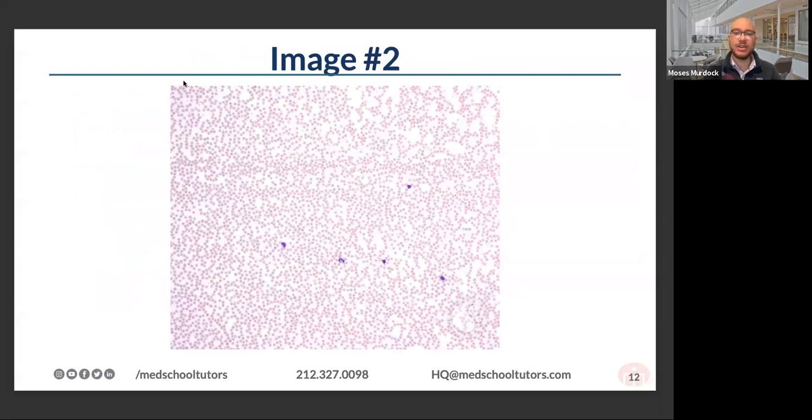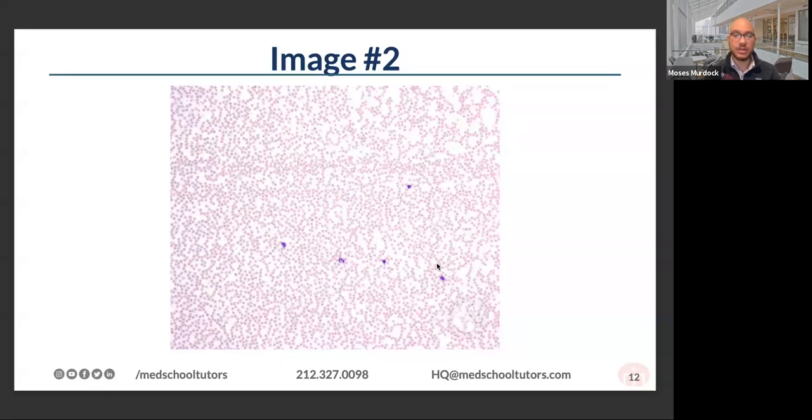So here's the other end of the spectrum. We have another peripheral blood smear. What do you all notice either about the number or the visual characteristics of the white blood cells here? And I already see one correct answer in the chat. Y'all are too good.